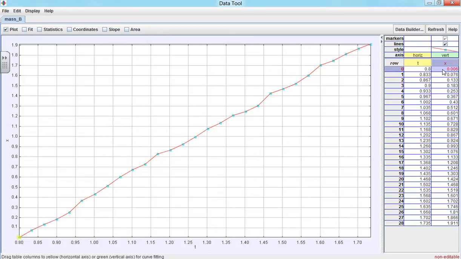Now the X represents the distance. That's one of the things that we're going to be looking for. And we can see I got my distance here. My rocket starts at 0.006 meters and ends up at 1.911 meters.